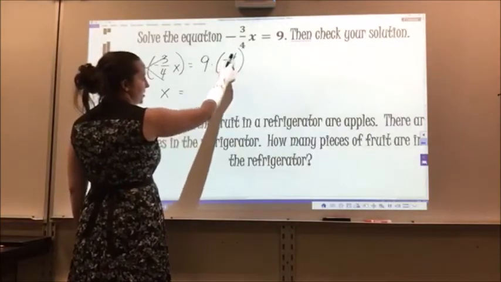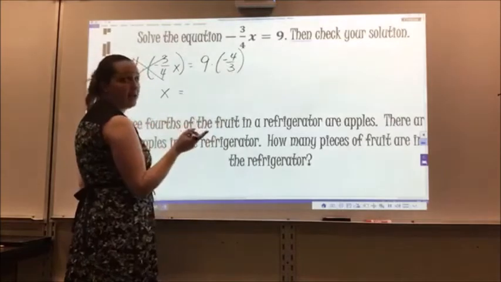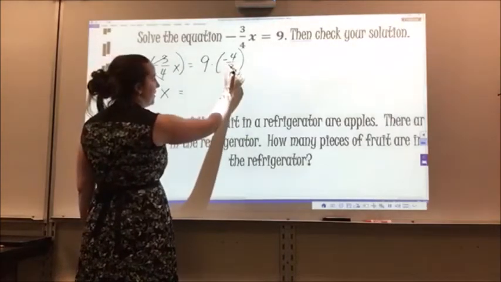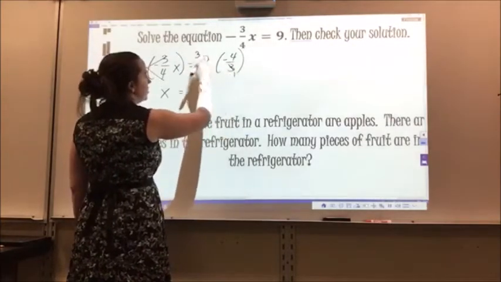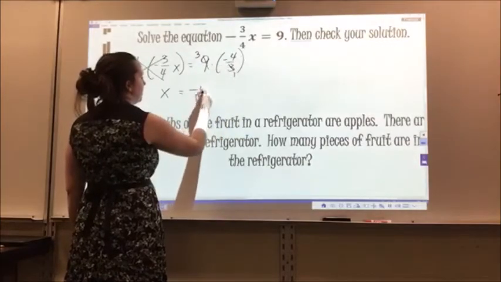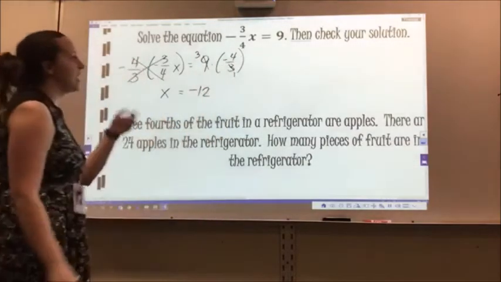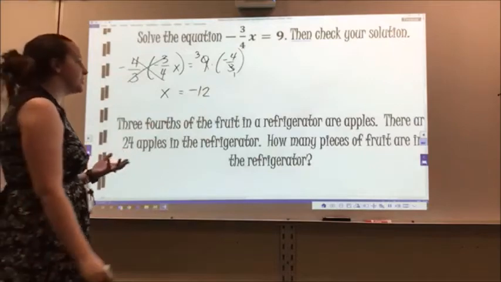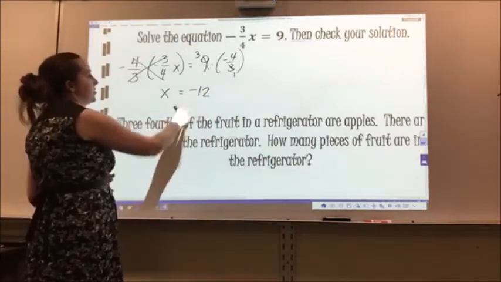9 times 4 is 36 divided by 3, but I can recognize that I can actually simplify this. So 3 times -4 gives me -12. It'll give me the same answer. 9 times -4 is -36, divided by 3 is -12. Okay, so x equals -12.